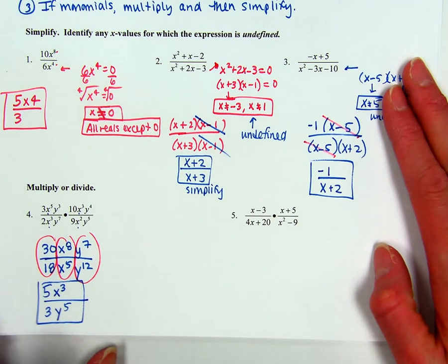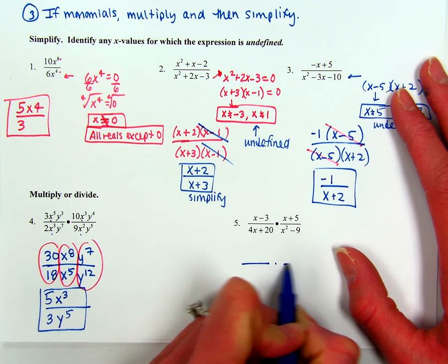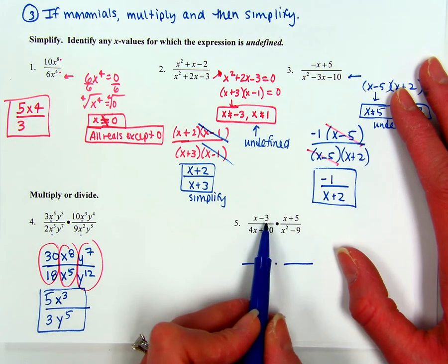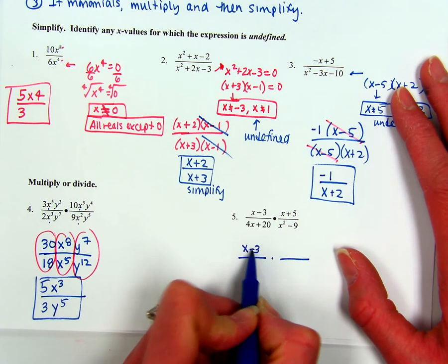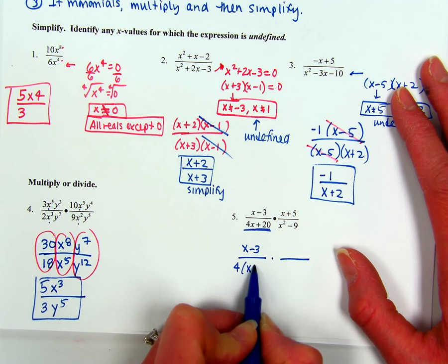All right, number 5. This is multiply. So I'm going to look for all of my things that could be factored. X minus 3 doesn't factor. But this one, I could divide out a 4, so I get x plus 5.